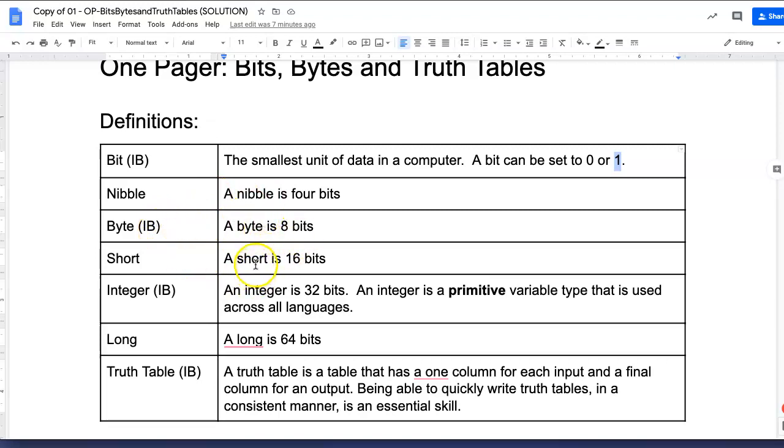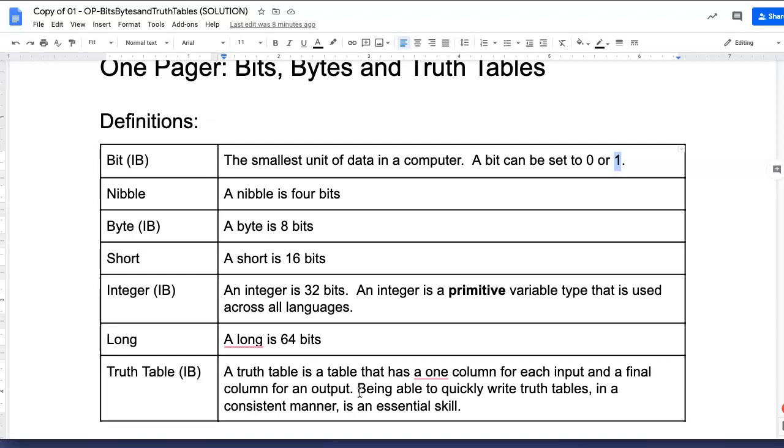A short is 16 bits. An integer is 32 bits. And it's good to note that an integer is a primitive variable type that is used across all languages. A long is 64 bits, and a truth table is a table that has one column for each input and a final column for an output. And like I say, being able to quickly write truth tables in a consistent manner is an essential skill.